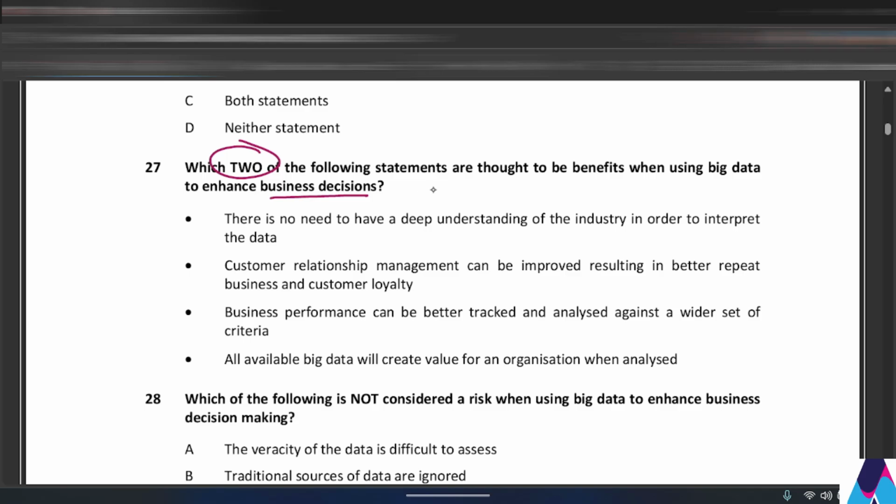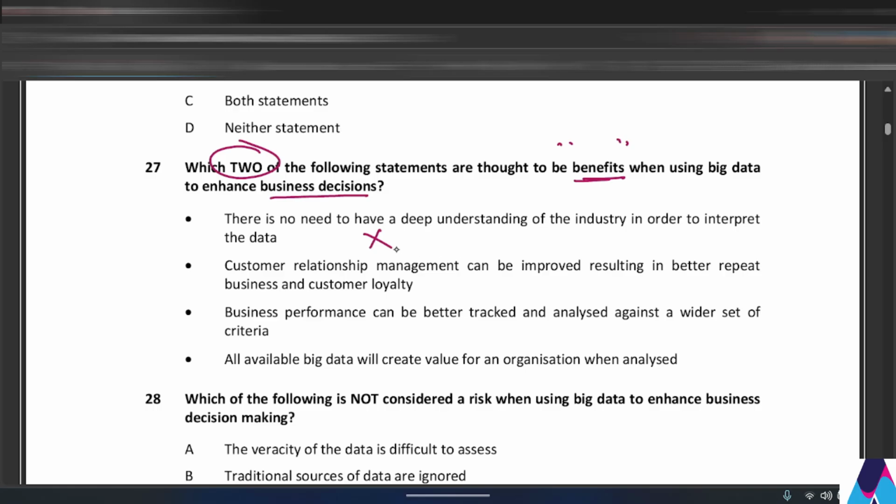Which two of the following statements are thought to be the benefits when using big data to enhance business decisions? There is no need to have a deep understanding of the industry in order to interpret the data. So this is wrong because you need to have an understanding of the industry to interpret the data, okay? Because if you don't understand your industry, how would you know which data is of relevance, or how can you make any sense of the data, because you don't have the knowledge of the industry, how it operates, and what the businesses are doing in this industry.